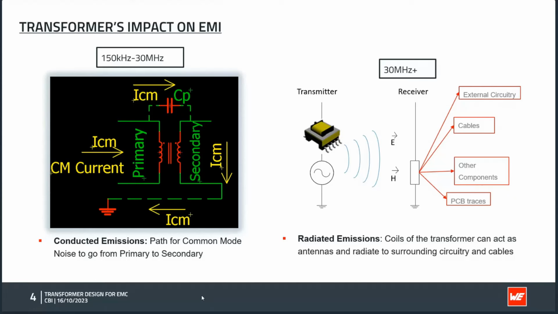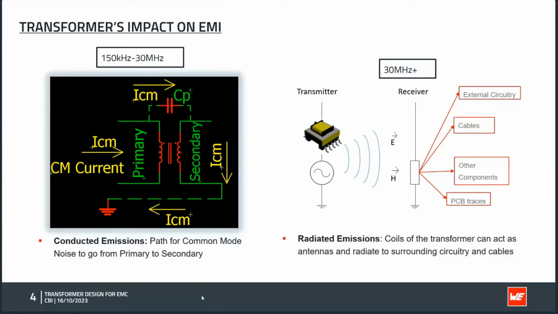So if we apply a higher frequency signal, of course, the impedance of the capacitor goes down and it becomes conducting. So the noise that we inject into the transformer can pass through the interwinding capacitance. It is therefore a main target to reduce the interwinding capacitance if we want to improve the EMI behavior of the transformer.